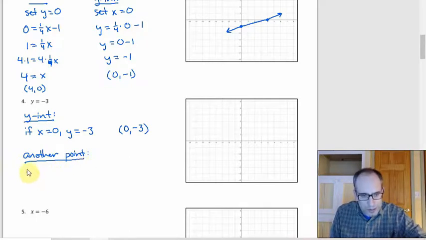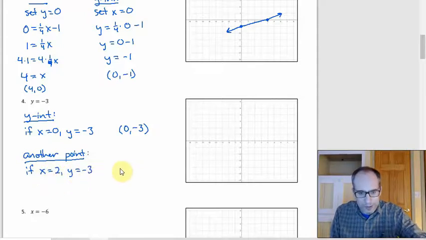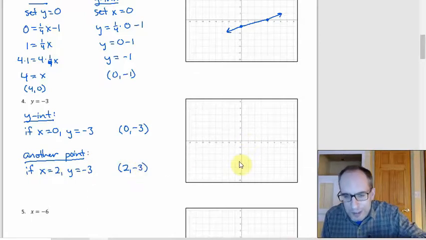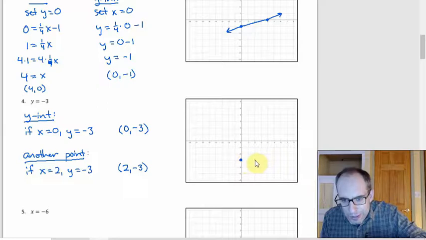So I just said, well, then if x is 2, y is negative 3. So I'm going to end up with a point 2, negative 3. So let's plot these. 0, negative 3, that's down there. 2, negative 3 is right there. And then if I connect those, it's a horizontal line.